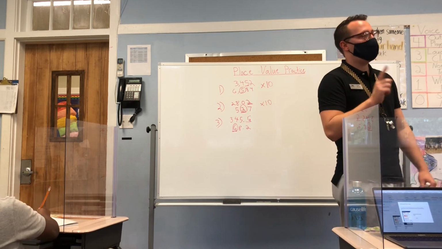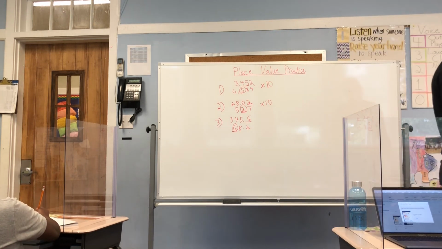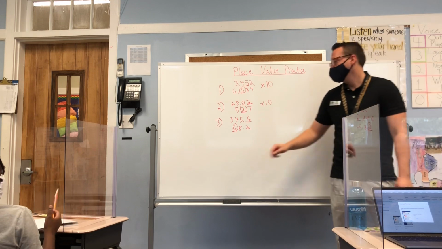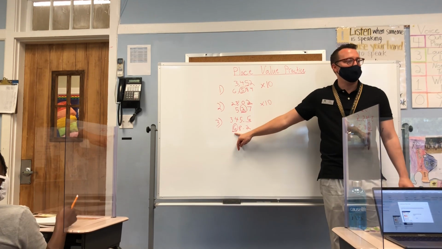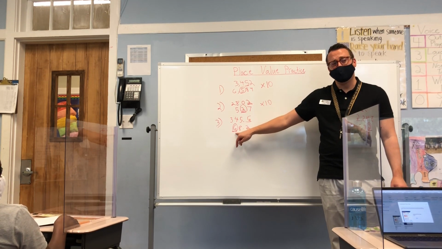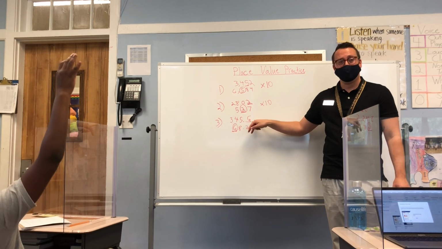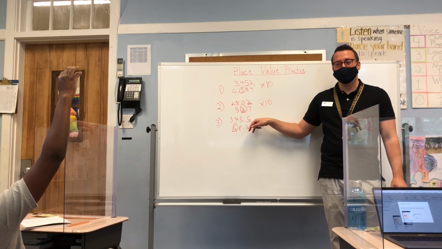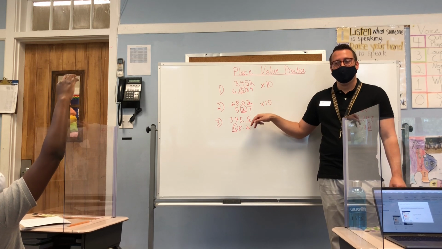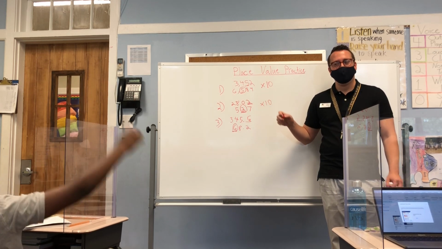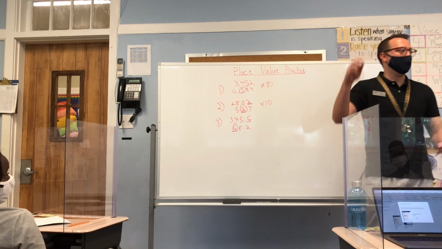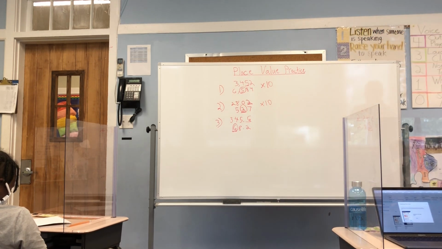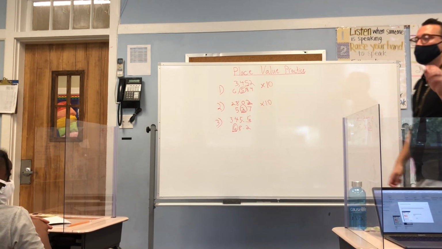Now, here's a harder question. How many times more is this 6 than this 6? 10 times. Good job. One person got it. Michael? 100. Good. Who had 100? Keep your hand up if you had 100. Good. Every spot you move, you're times it by 10.